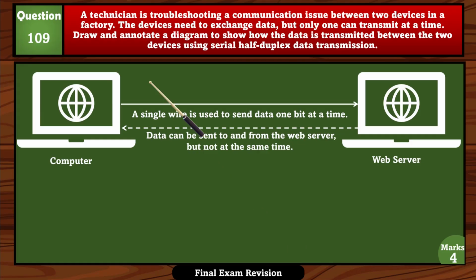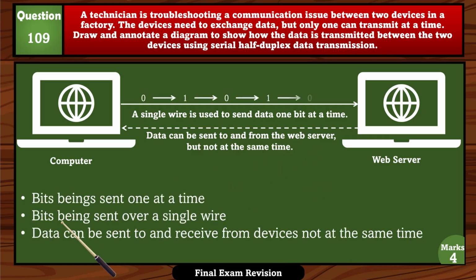Question 109. A technician is troubleshooting a communication issue between two devices in a factory. The devices need to exchange data, but only one can transmit at a time. Draw and annotate a diagram to show how the data is transmitted between two devices using serial half duplex data transmission. So here is a diagram. You have device A and device B, and a single wire is used to send data one bit at a time. Data can be sent to and from the devices, but not at the same time. Bits are sent one at a time over a single wire.